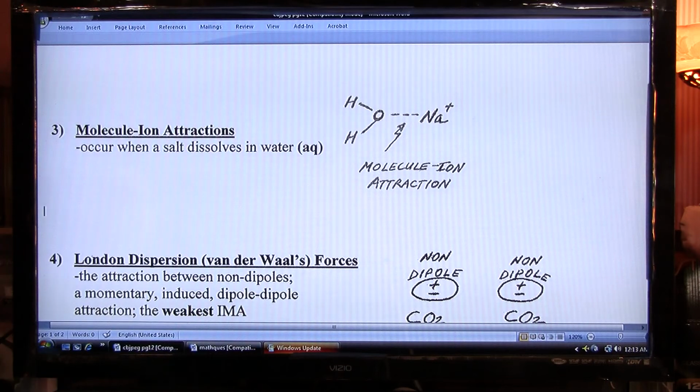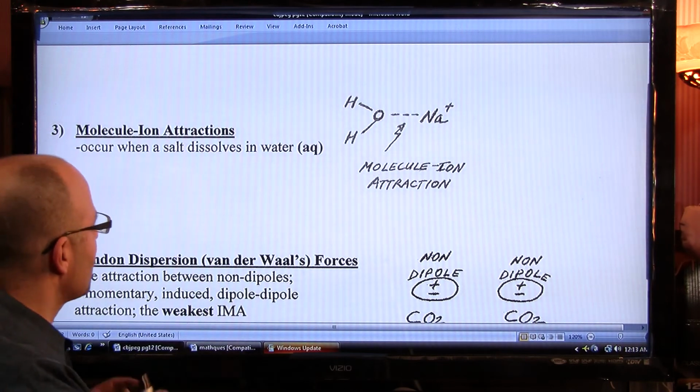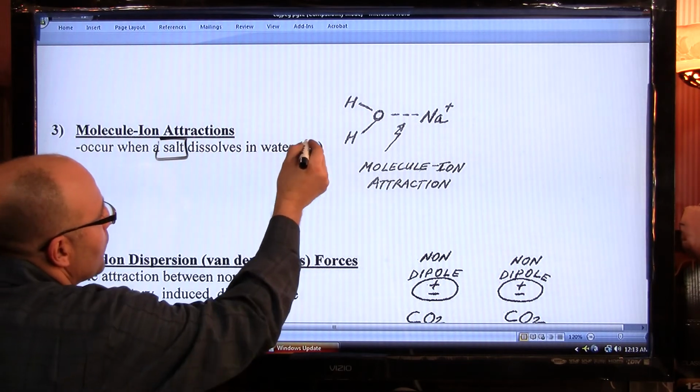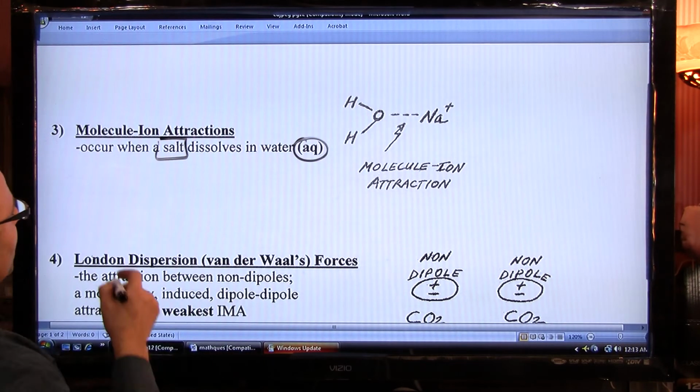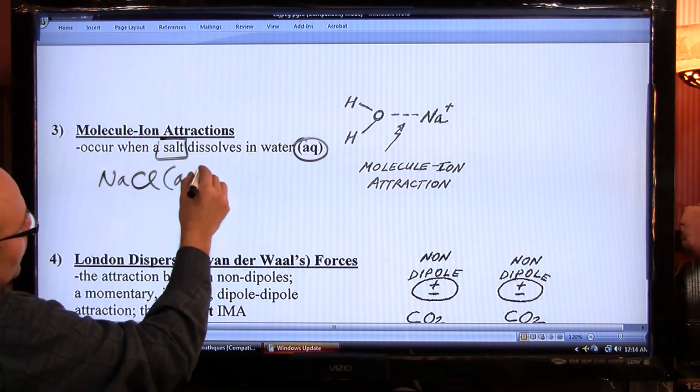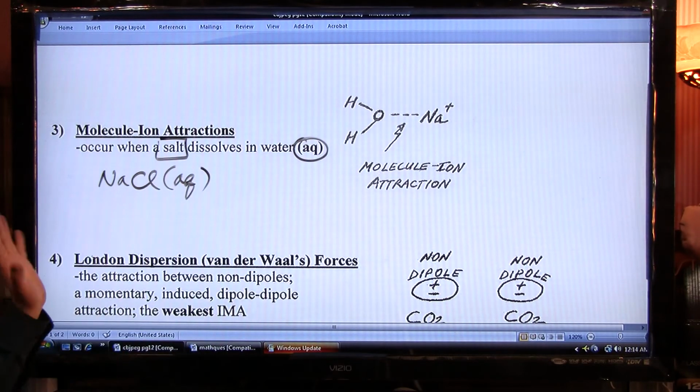Okay, we're at the top of page 12 in your review notes and continuing with intermolecular attractions. All right, and the next intermolecular attraction or force of attraction is the molecule-ion attractions. And this comes up whenever you have a salt dissolved in water, giving you an aqueous solution. So an example would be like NaCl (aq). But there are many other examples of any ionic compound in water should give you this.